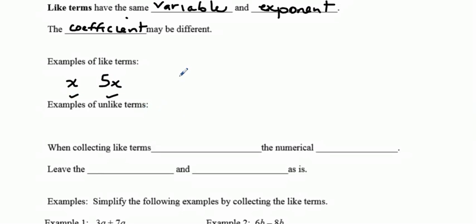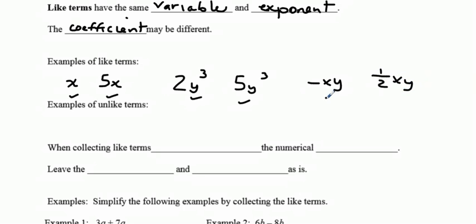What about if I had 2y cubed and 5y cubed? Those as well would be examples of like terms. What about minus xy and a half xy? Again, because the x's and the y's have the same exponent, and you've got exactly x and y in both, those would be like terms.